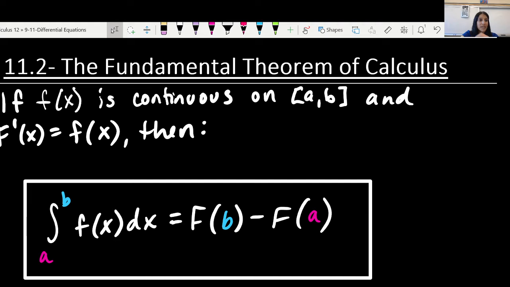So let's dive in. It says if f of x is continuous on the interval [a, b], and F prime of x equals f of x, then, well, this stuff in the box is what we've been doing for the last few classes. So if we take the antiderivative from a to b of f of x, we know that it's F of b, so F of the upper limit, minus F of the lower limit, which is a. So again, that's just what we've been doing already.